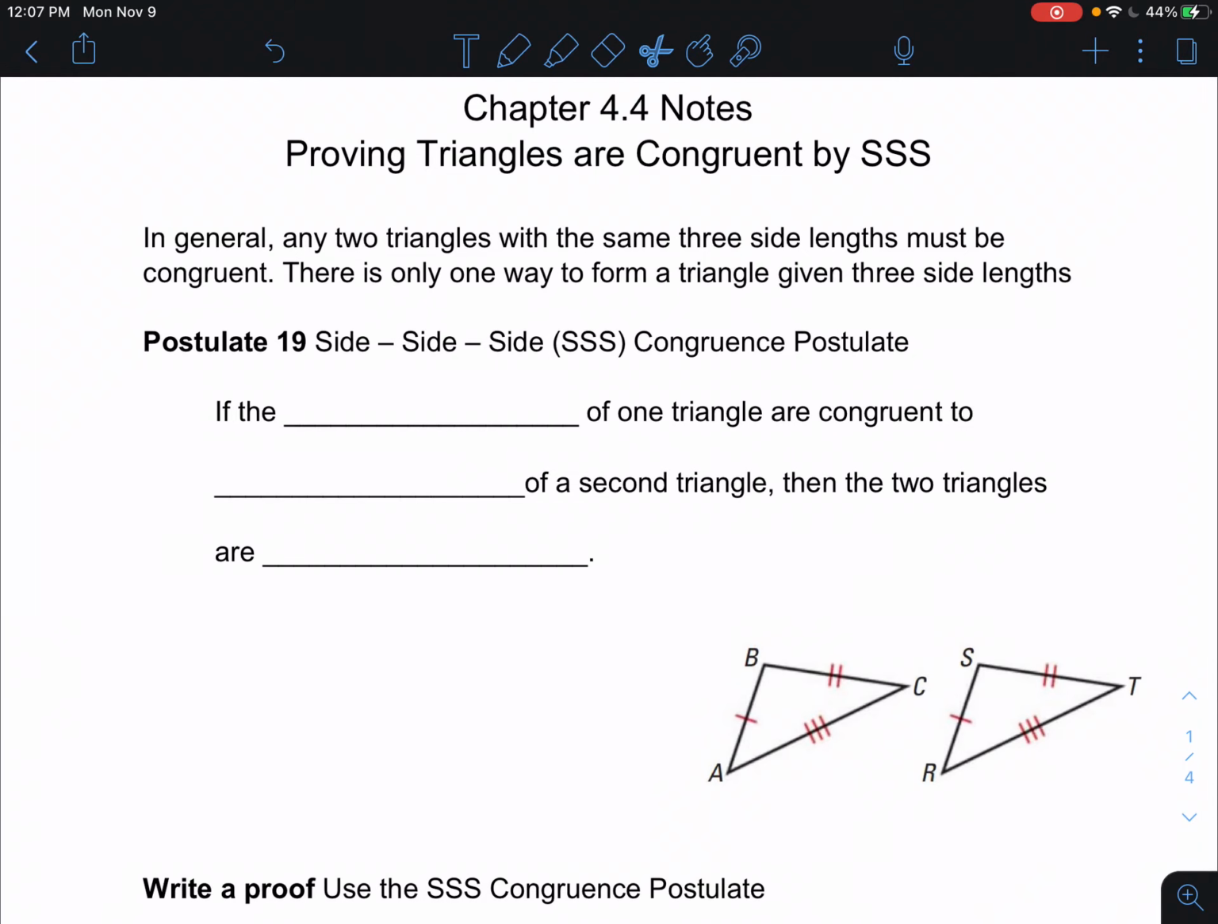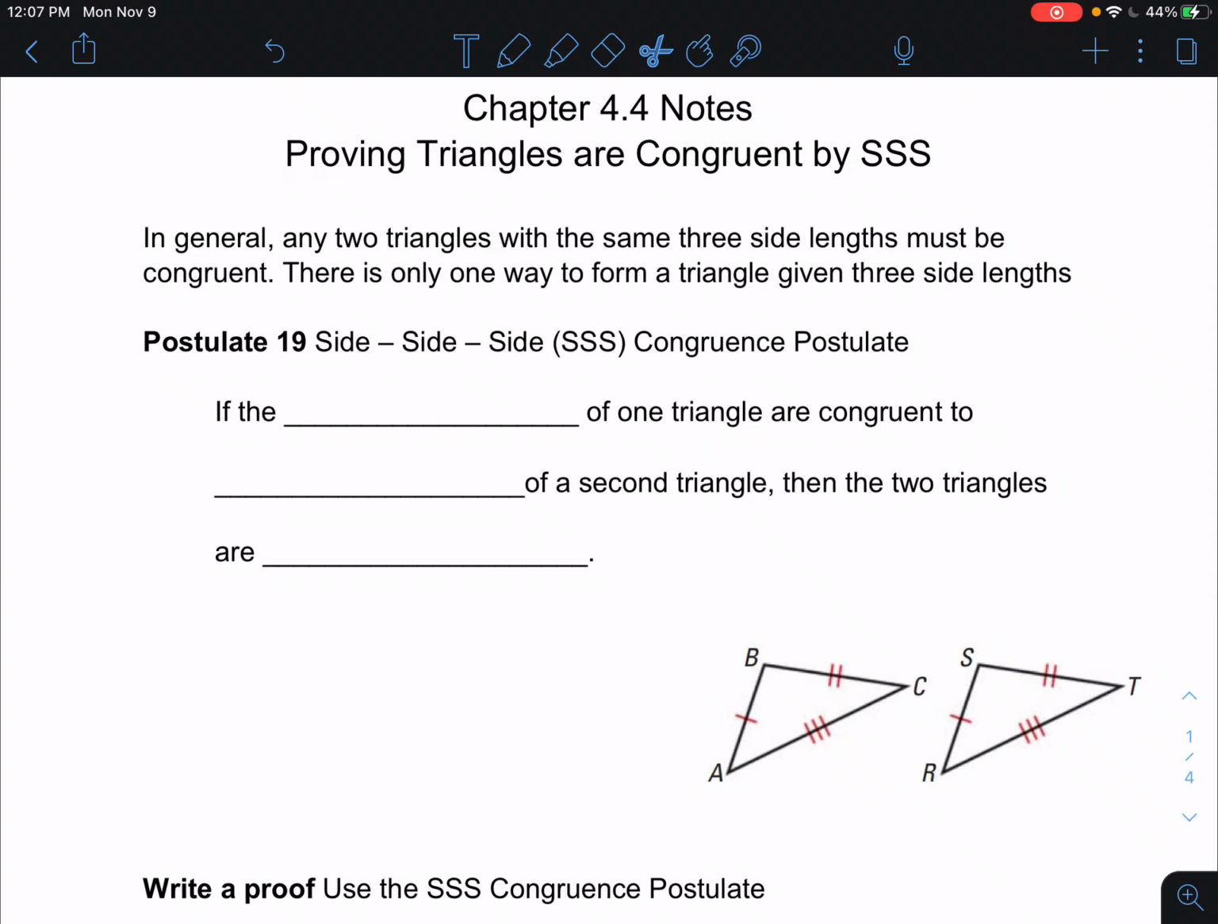Moving on to chapter 4.4, we're going to talk about ways where we can prove that two triangles are congruent when we're only given certain pieces of information. So right now, all we know is that if we have two triangles that have 3 of the same angle measures and 3 of the same side measures, then they're congruent triangles. We're going to start to learn some shortcuts, ways that we can use to prove that two triangles are congruent without necessarily having to find 3 angle measures and 3 side measures.